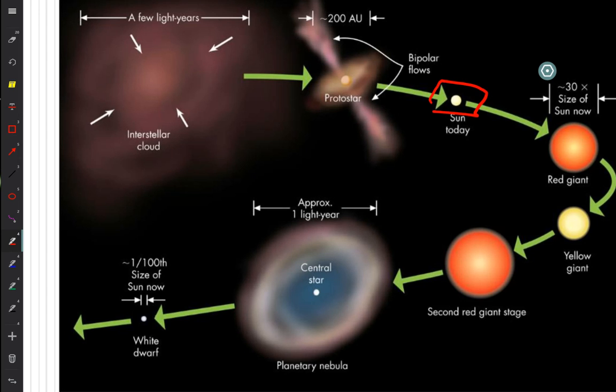Now you'll see pictures that say this helium meets this helium, and then another helium comes in. It needs to be a very rapid sequence. And so we call that the triple alpha process. Why alpha? Because alpha is a shorthand way of saying a helium nucleus. So the triple alpha process is three helium nuclei coming together and forming a carbon nucleus.